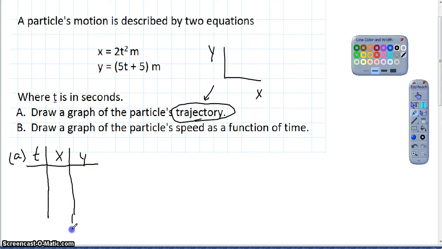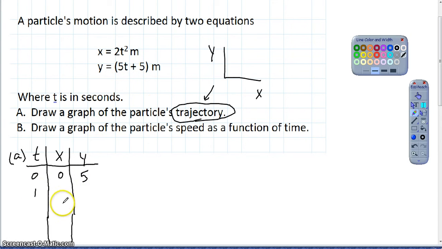But if I know both of these functions in terms of time, then I can find out where the x position would be after a certain amount of time, and I can find out where the y position would be by just plugging in that time. Right? So if I plug in 0, for instance, well, the x position would be 2 times 0 squared, so just 0. Whereas the y position would be 5 times 0 plus 5, so it'd be 5.